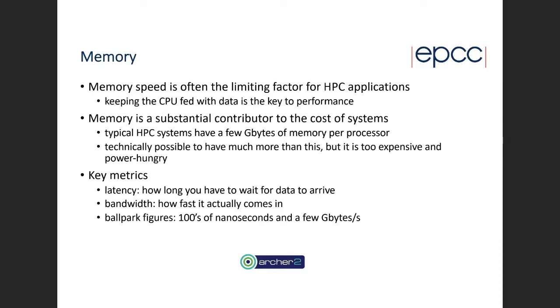Okay, so the things we care about in a memory system are latency: if a processor asks for data from memory, how long does it take to get it back? And bandwidth, which is the sustained rate at which data can be fed from memory into the processor. Thinking about a single core, the ballpark figures are on the order of 100 nanoseconds for latency to main memory, and a few gigabytes a second per core.